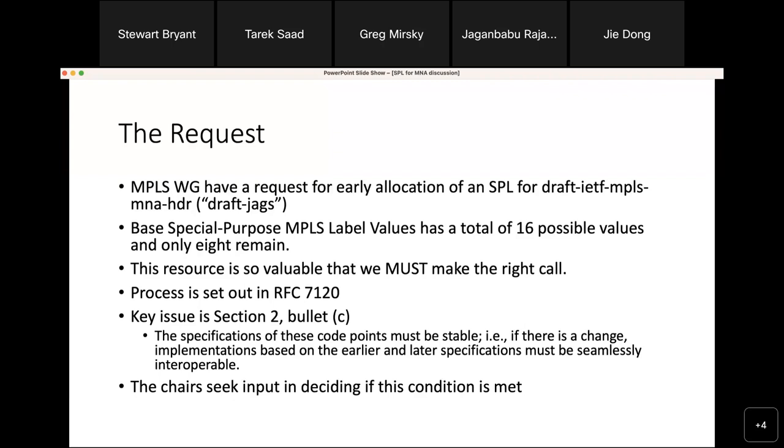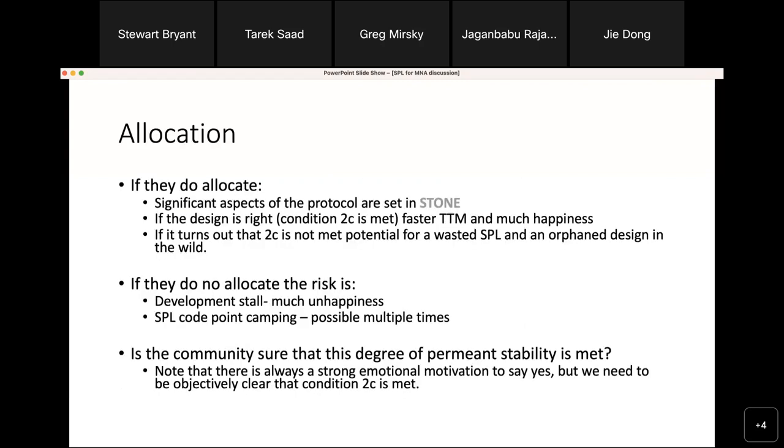So what this is saying is that we've got to get it right now. And the chairs are really seeking input in deciding if this condition is met with the existing M&A header draft. So here's the problem. If they do allocate, then significant aspects of the protocol are set in stone. If the design is right, i.e. condition 2C is met, faster time to market results, and there is much happiness. If it turns out that 2C is not met, we have the potential for a wasted SPL and an orphaned design in the wild.